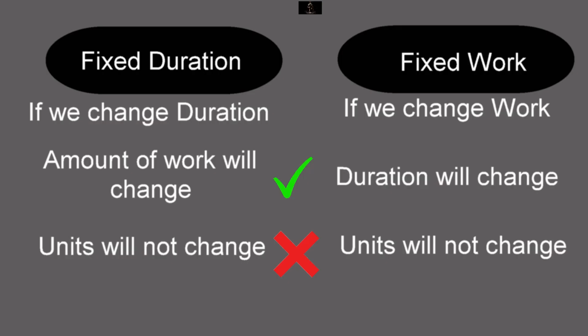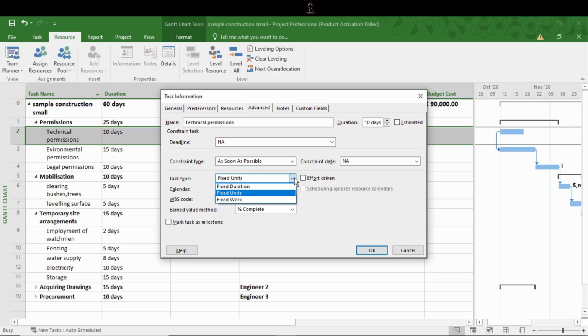What we can learn from this is, in both fixed duration and fixed amount of work, if we change duration and amount of work respectively, units will not get changed because project is biased against changing units. The other parameter will get changed. Like we have seen earlier, in fixed duration, if we change duration, the amount of work will be adjusted, not units. And also in fixed amount of work, if we change the amount of work, duration will get adjusted, not units. This is how the software is designed or engineered, we can say.